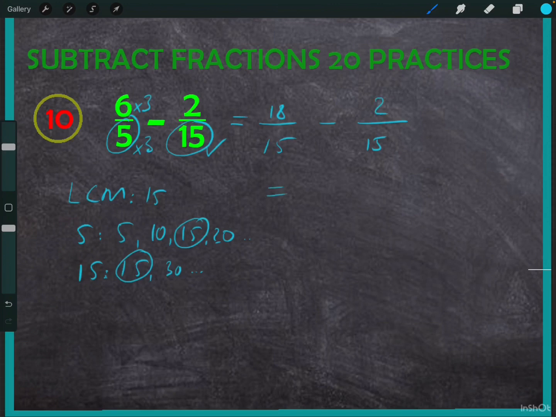From here, we have two fractions with the same denominator. To subtract them, we just write the denominator again, and we get the first numerator 18, subtract the second numerator 2. 18 subtract 2 is 17. I mean, it is 16. I'm sorry, 16. So 16 over 15 is the answer for practice number 10.